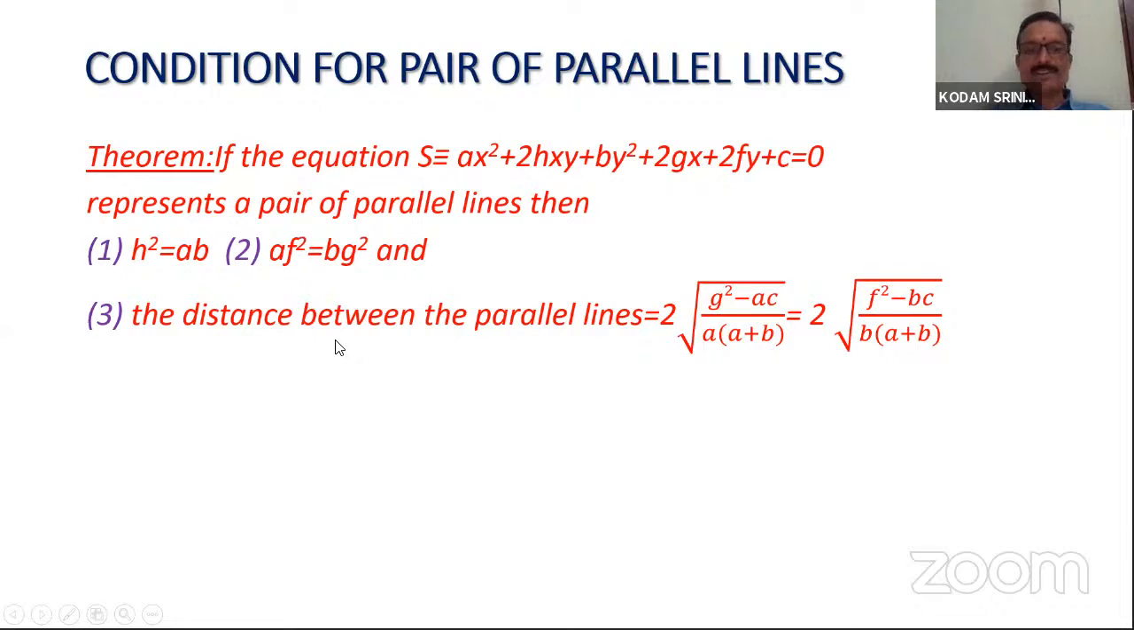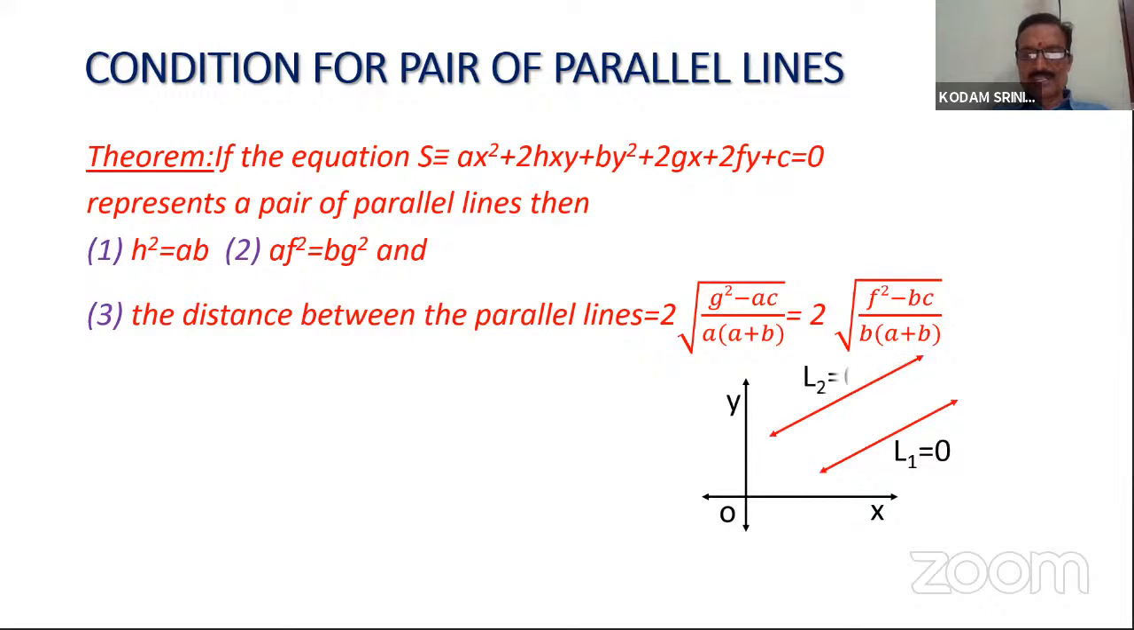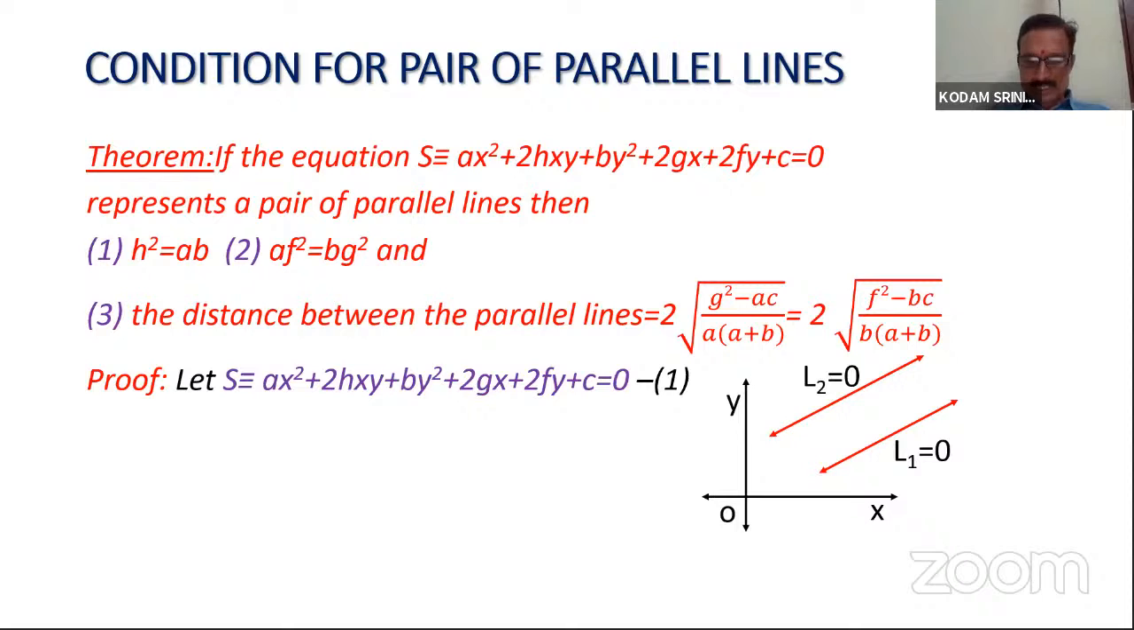That is, we have to show that the distance between the parallel lines equals 2 times the square root of (g² − ac) by a(a + b), which is nothing but 2 times the square root of (f² − bc) by b(a + b) units. So here, this is a given pair of straight lines. Let us assume S = 0 is equation 1.